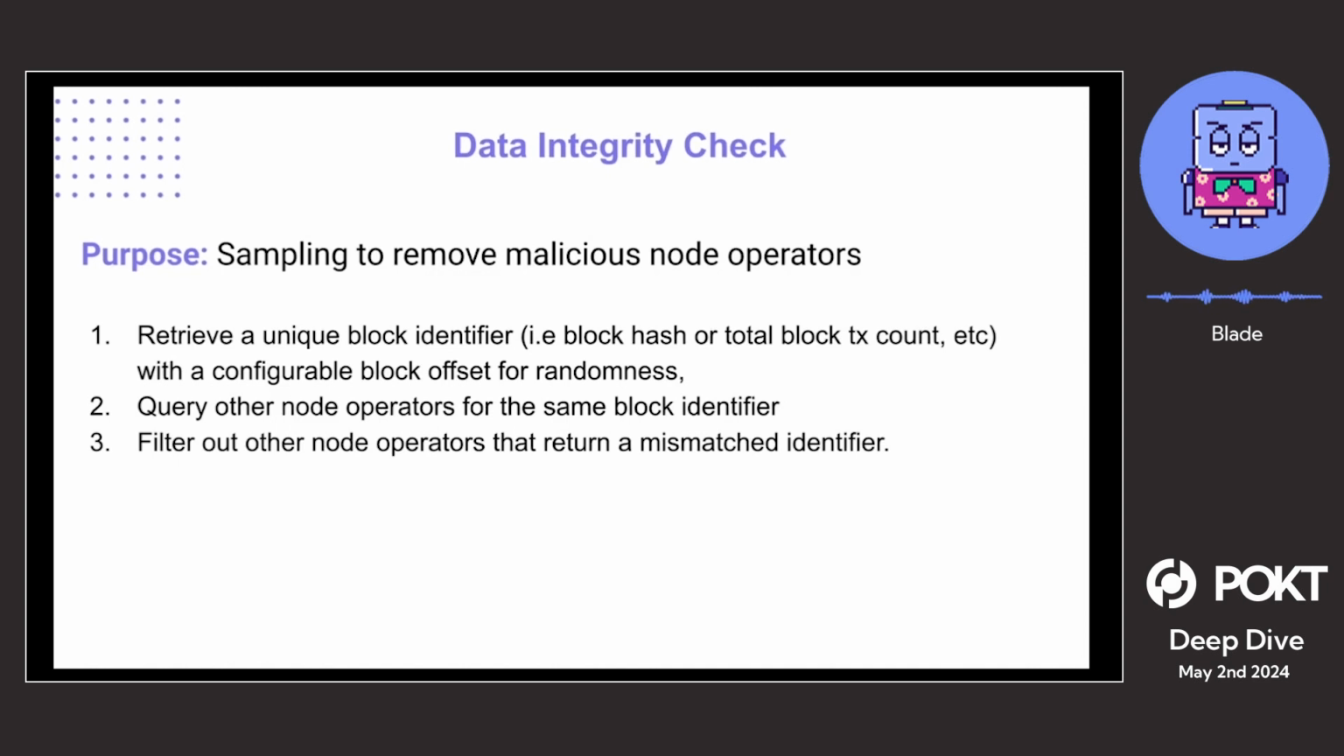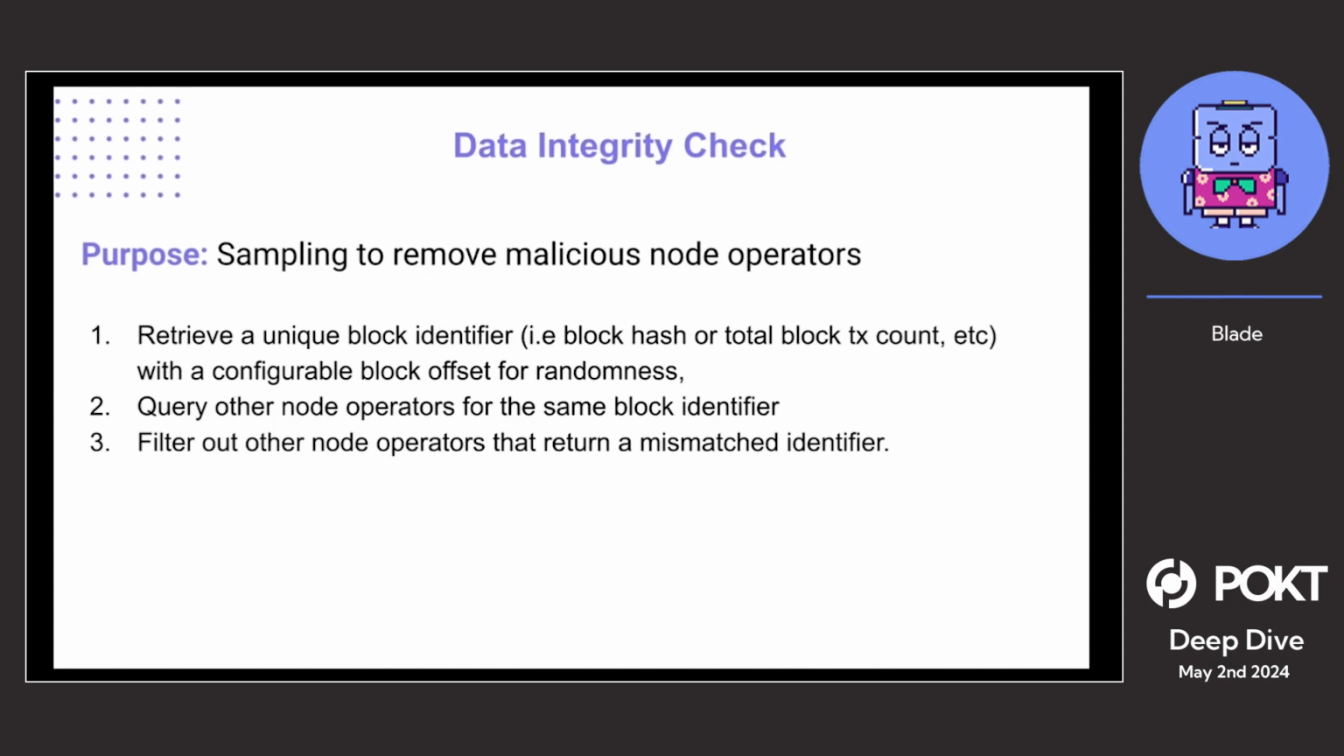But what this check does under the hood is that it's going to sample different nodes and determine if they're sending us a wrong block identifier. So a block identifier can be things that you can't really guess unless you actually have the block data. So like block hash, the number of transactions inside a block, those are the two that we currently use. And so what we'll do is, step one, we'll take a healthy node, send them a request for a random block, and we'll use that as kind of like the source of truth.